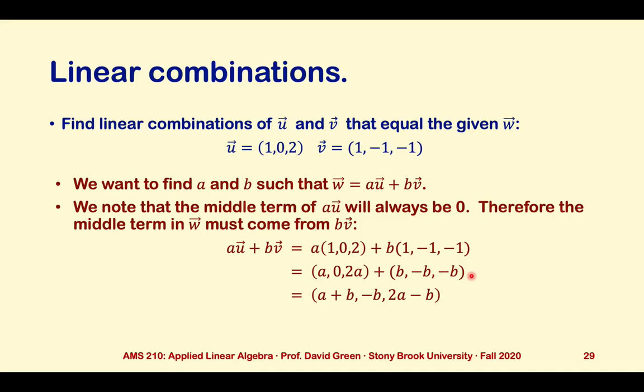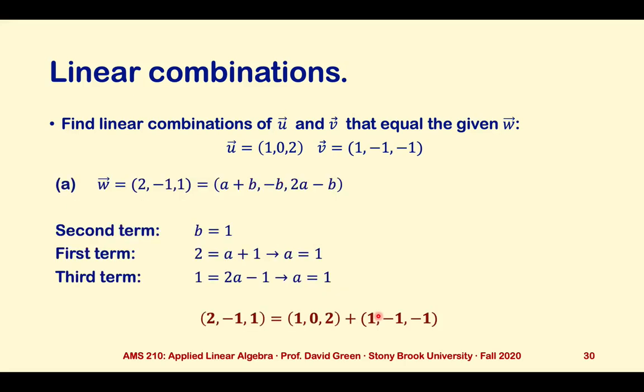Adding these two vectors together, adding the corresponding elements: a plus b, 0 minus b, or negative b, and 2a minus b. And this now is a general form for what au plus bv looks like, written as a vector, but with a's and b's in place of the numbers. Once we have this, it's easy for us to now take a look at each w.